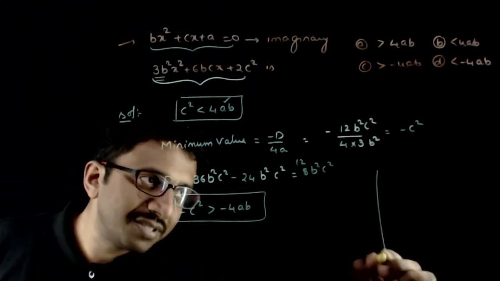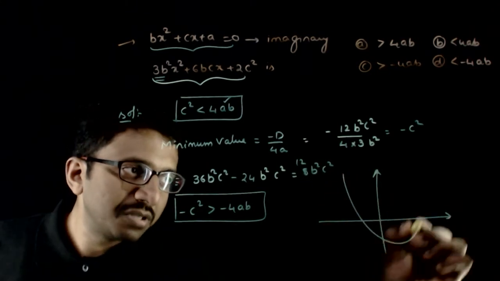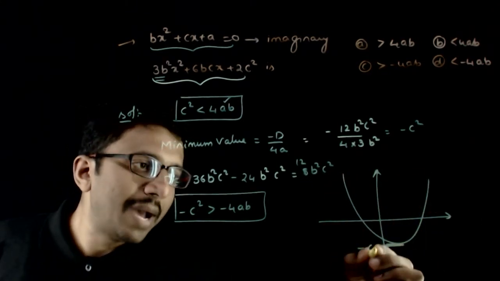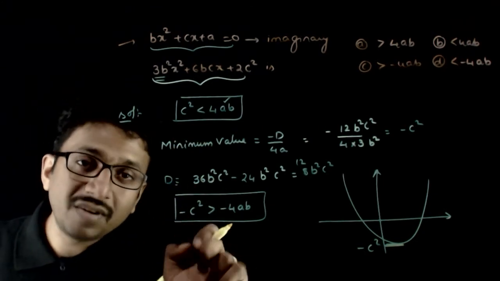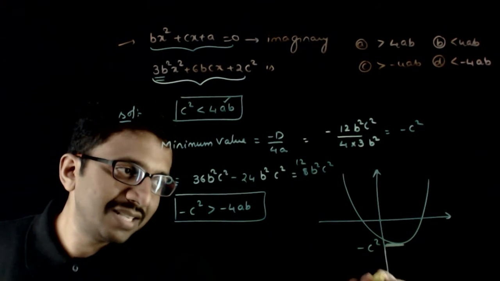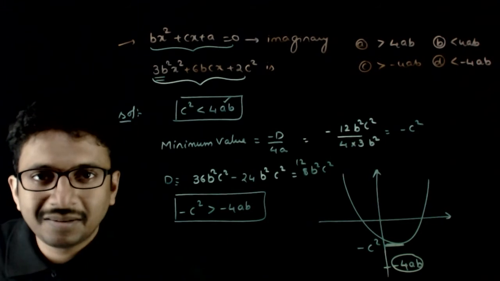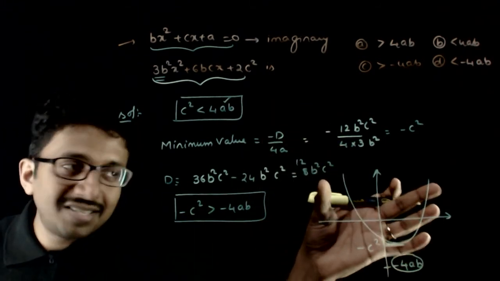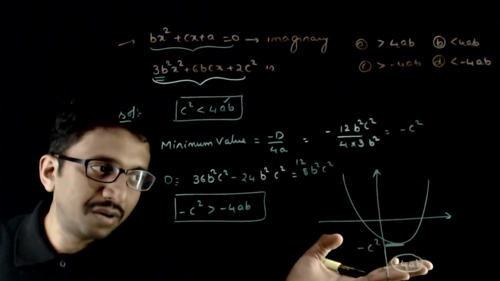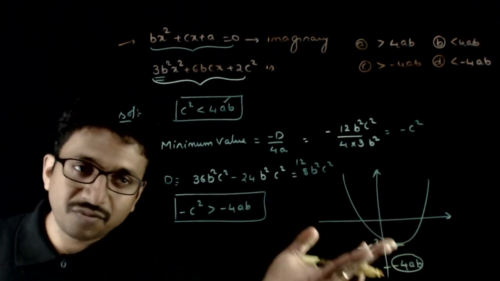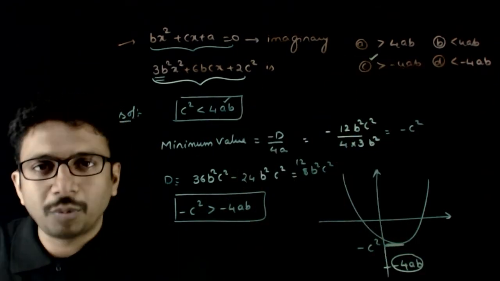So if you draw the graph of this expression, as we see, the least value of this expression is minus c square. But according to the first information, minus c square is always greater than minus 4ab. That is, minus c square is always above minus 4ab. So now can I say that this expression is always greater than minus 4ab, right? Because minus c square is above minus 4ab. So this expression is always greater than minus 4ab. So option C is the right answer.